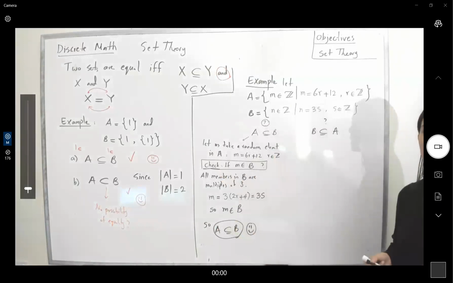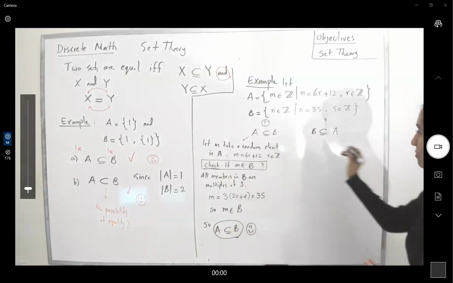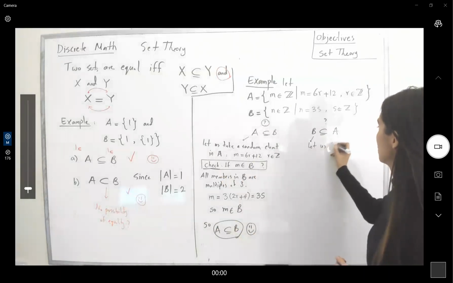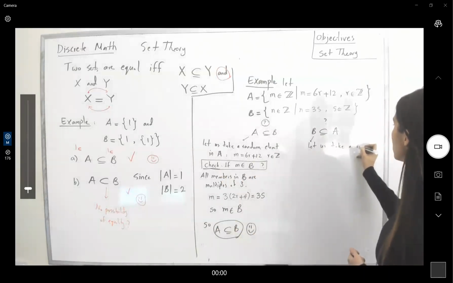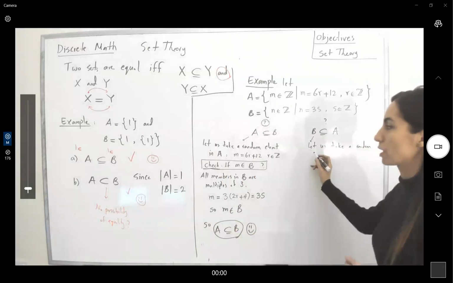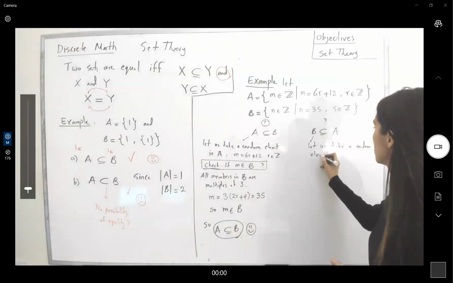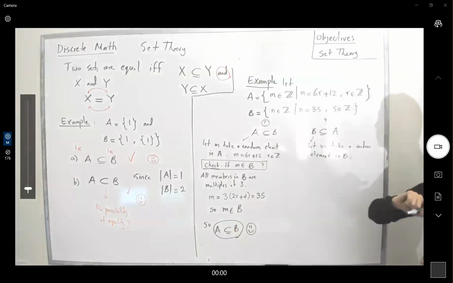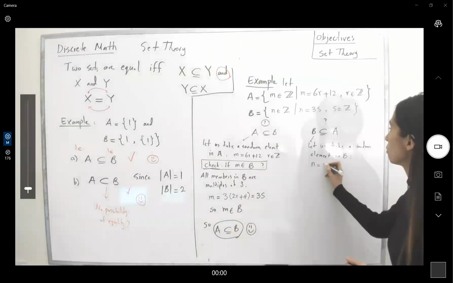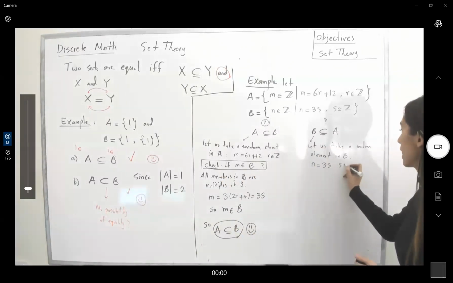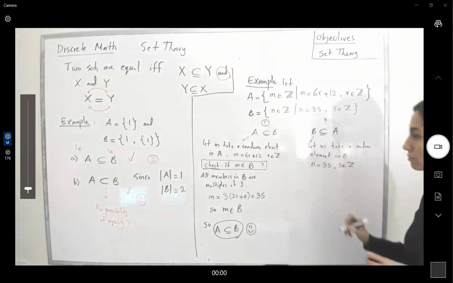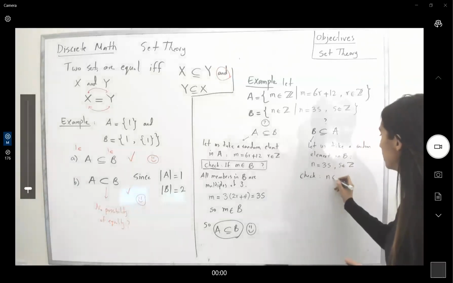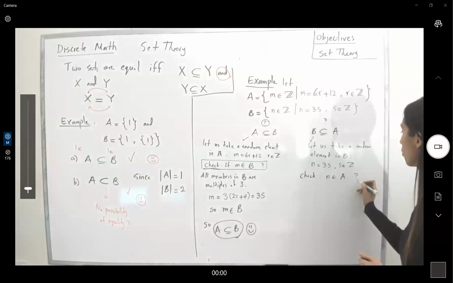How about B being a subset of A or not? Let's check to see. Let us take a random element in B, like n equals 3s, where s is in Z. Check to see if n is in A or not.